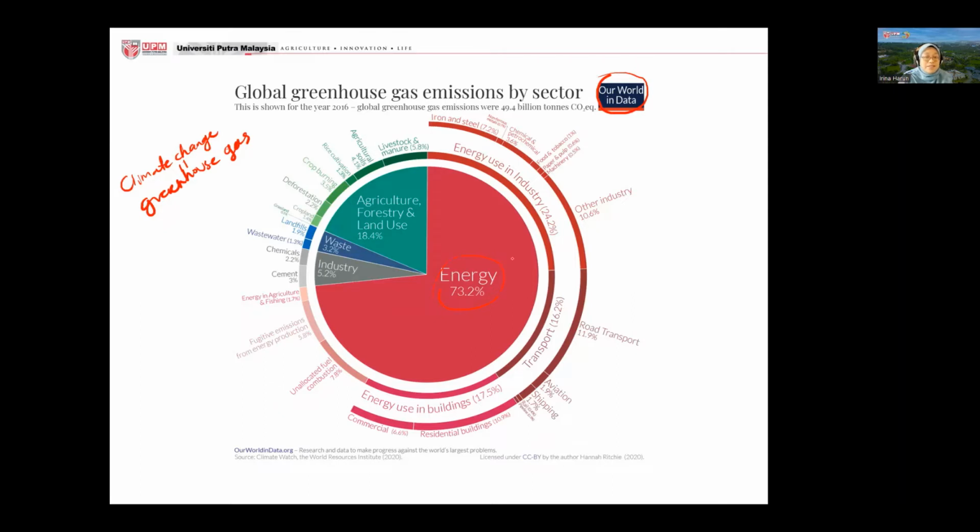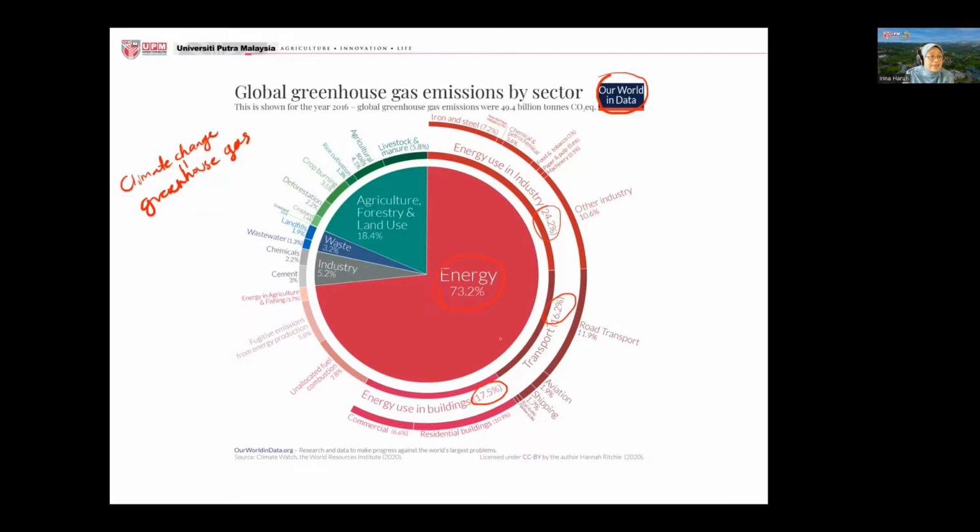Now, how much is that? You can see here, if you look further in more detail, industry is 24.2%, transportation is 16.2%, and we also have things like buildings. So this is where your homes, the universities, and so on and so forth are. That is basically where we are.